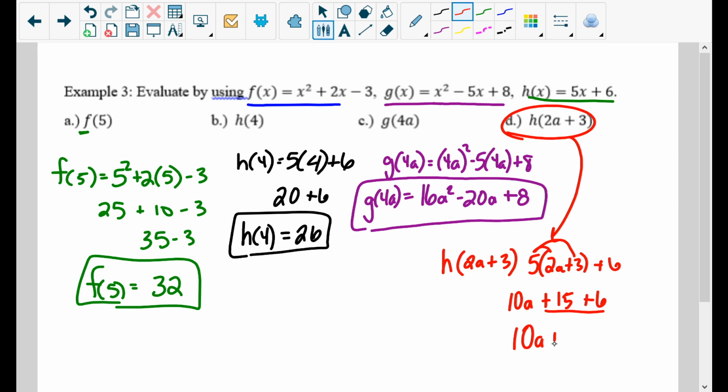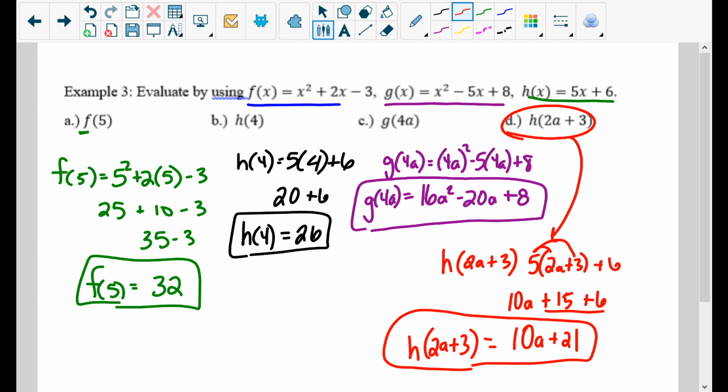15 plus 6 gives me 21. So 10a plus 21. So h of 2a plus 3 is equal to 10a plus 21. So again, we're just plugging in whatever they tell us in for x and solving or simplifying as much as we can. So that's evaluating.